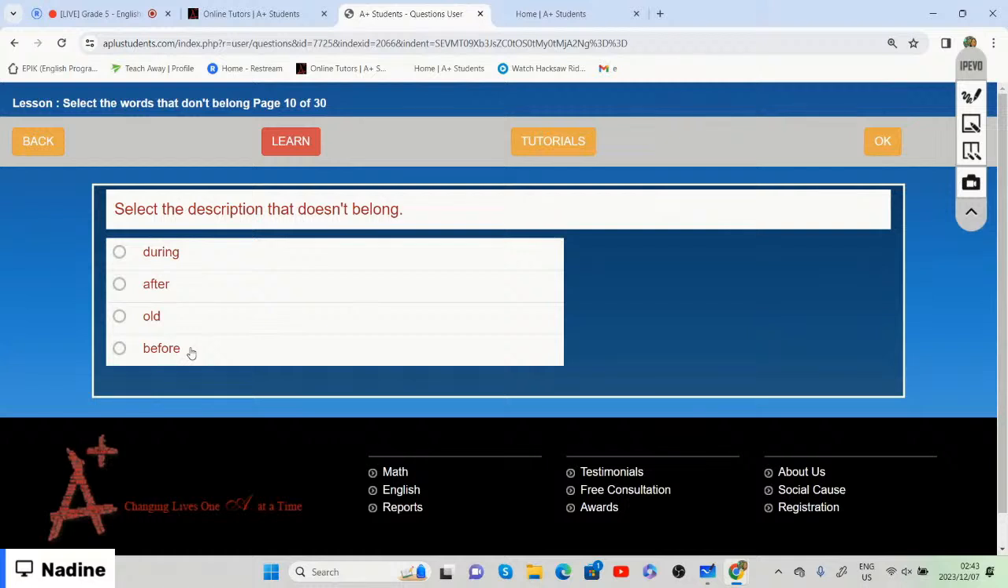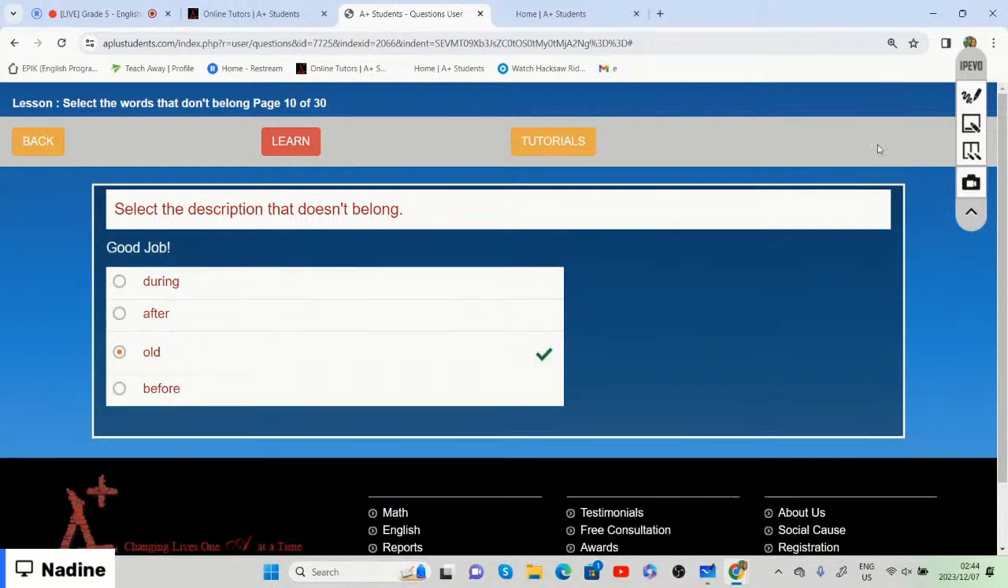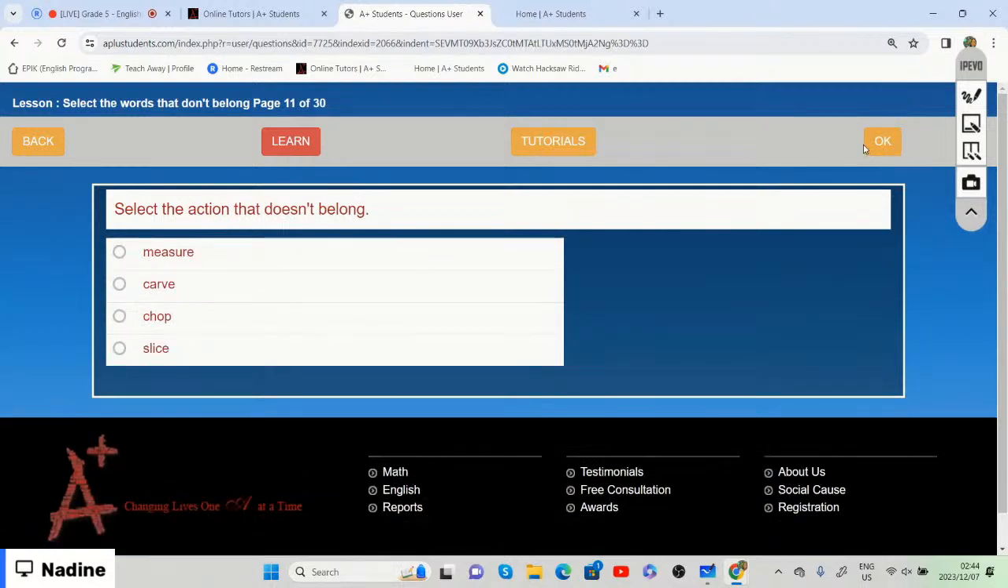The description that does not belong is not related to the others. If we select the description that is not part of during, after, or before, then we can say it's old. Old is not related to it being during, after, or before. So old does not belong. Well done, guys.